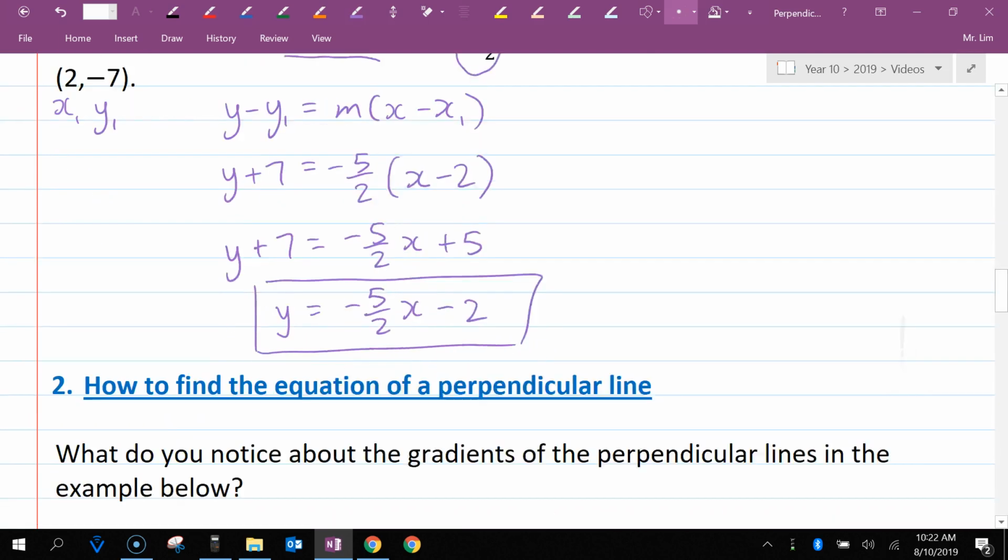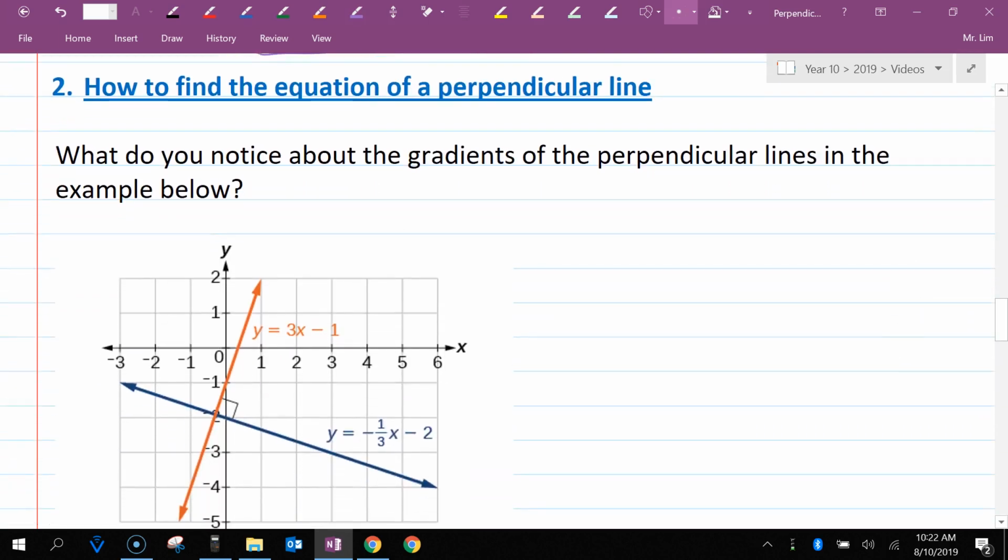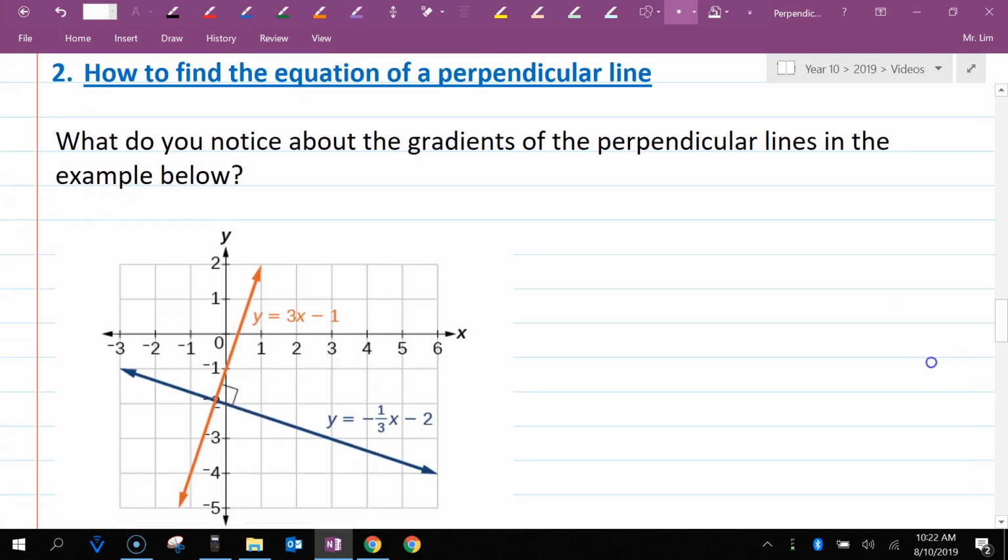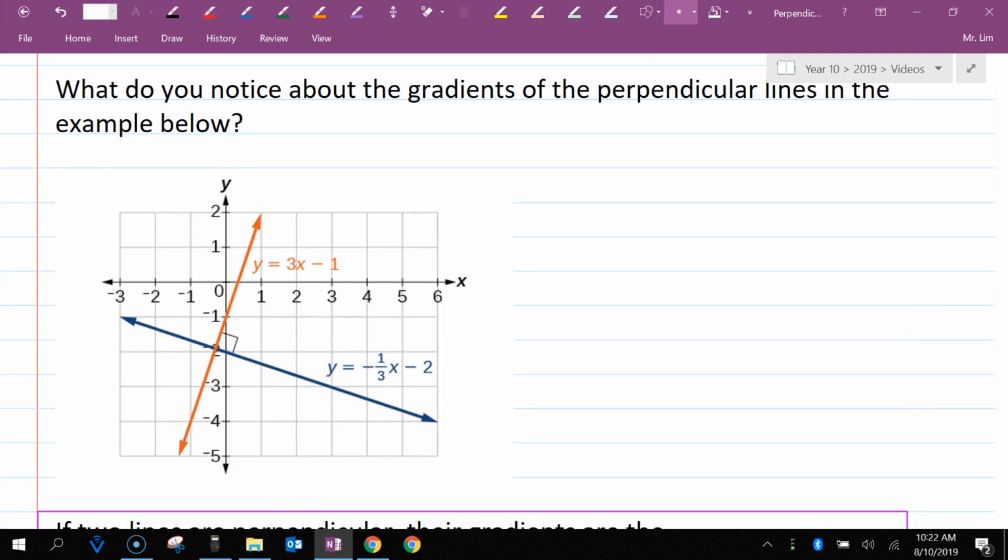Alright, let's have a look at the second part of this video: how to find the equation of a perpendicular line. What do you notice about the gradients of the perpendicular lines in the example below? When we look at the orange one, we see that the gradient is 3. But when we look at the second one, you can see that the gradient is minus 1 over 3.